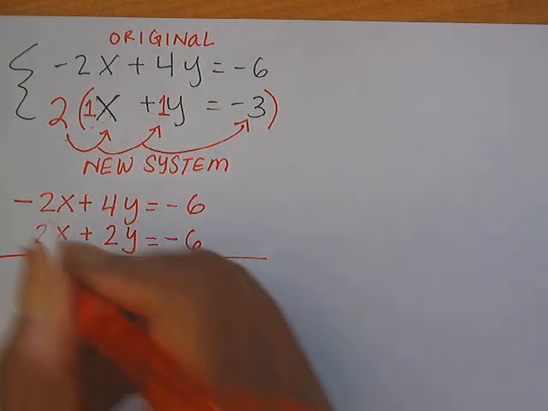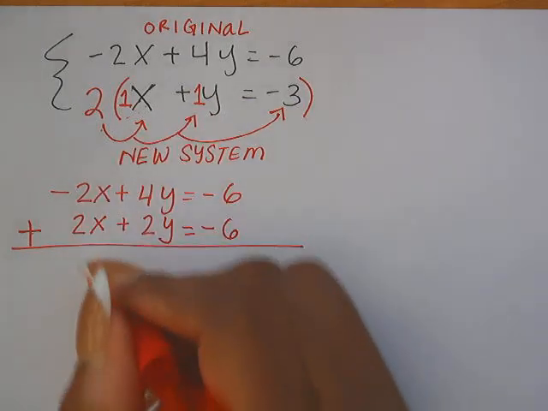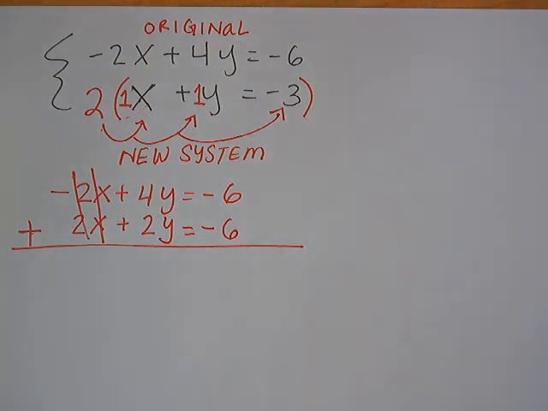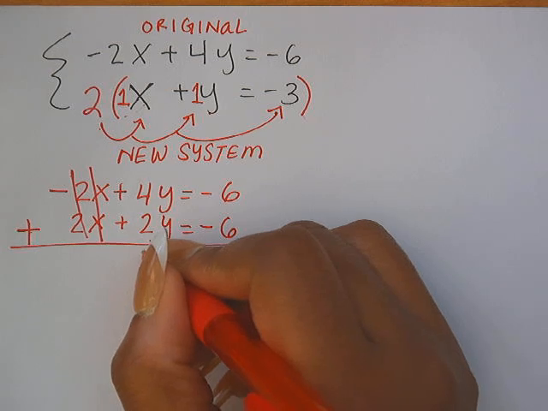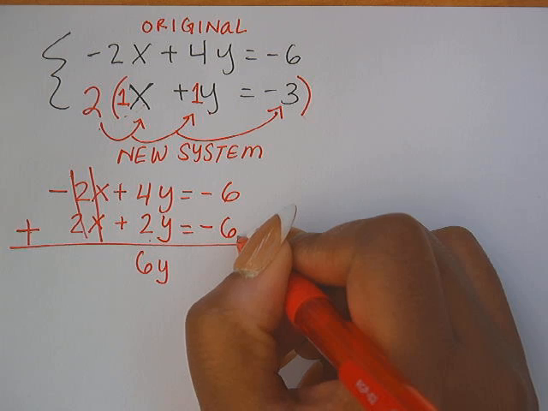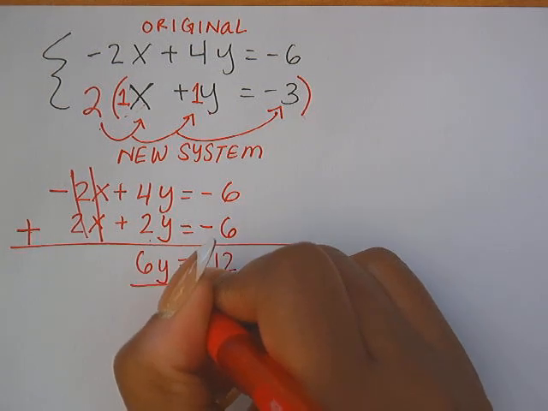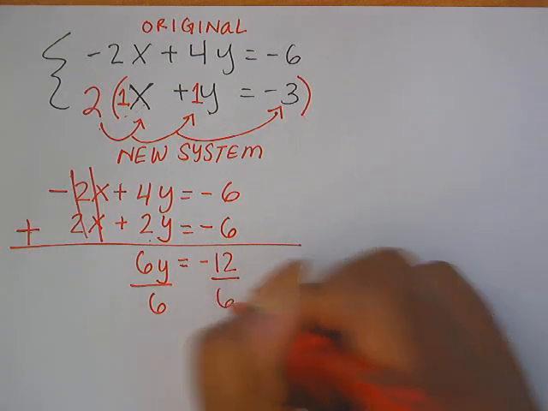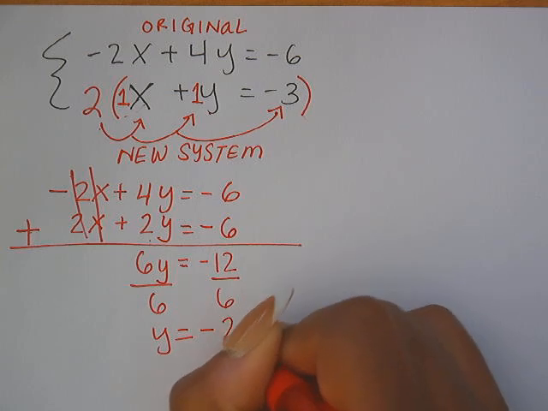Now I can eliminate my x's. Negative 2x plus 2x is 0x. I'm not going to write it because at this point we know if something is 0, it can just go away. So 4y plus 2y gives me 6y. Negative 6 plus negative 6 is negative 12. Lastly, we're going to divide both sides by 6. We're left with y is equal to negative 2.